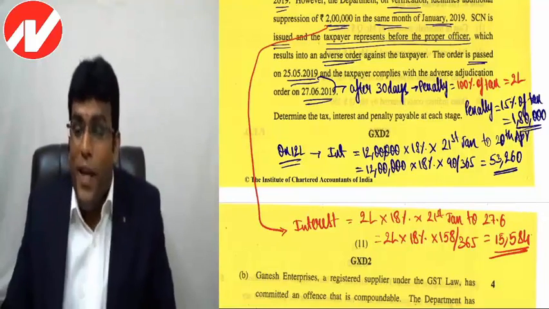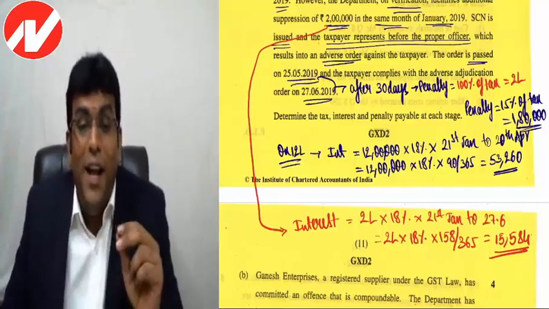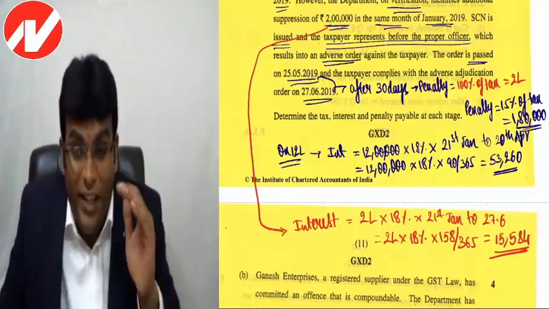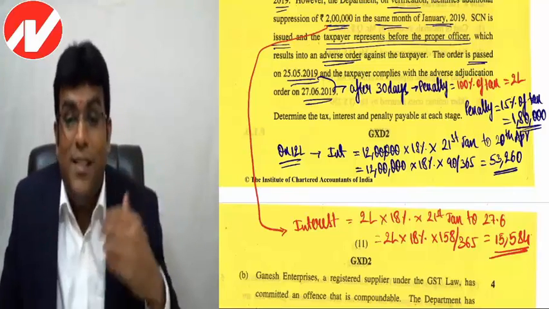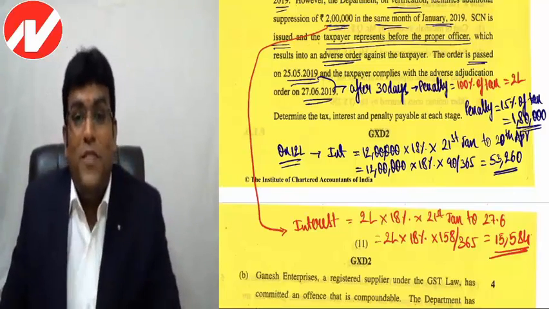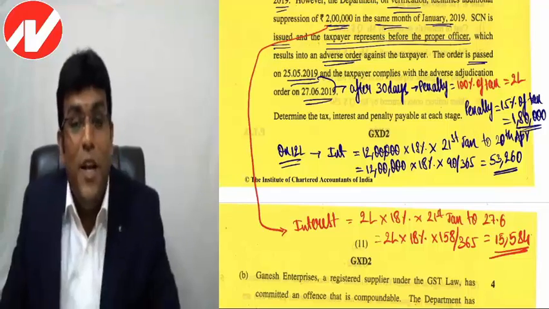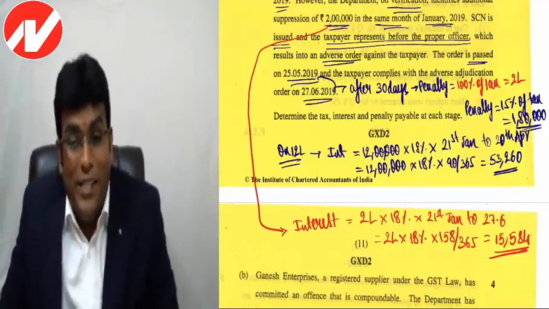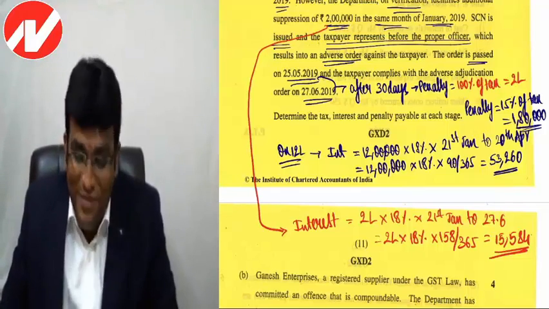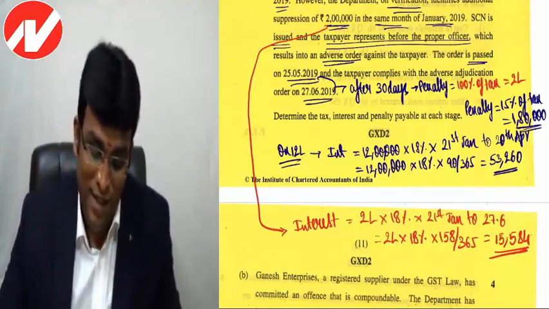And the answer is being given like this, based on the assumption that there was a default in the return of January month. If you take an assumption that it is related to supplies of January month, then interest will start from 21st of February. Your assumption will change your answer. Clear, friends? Done.